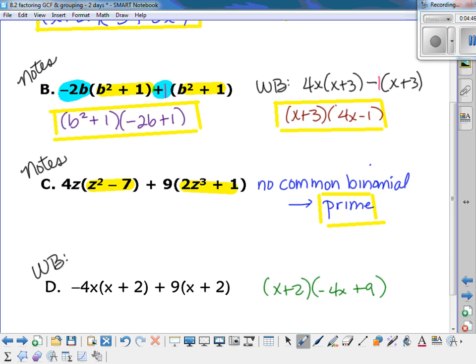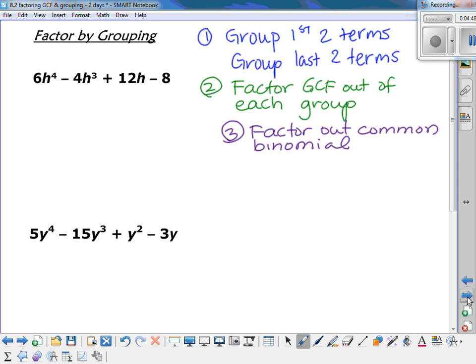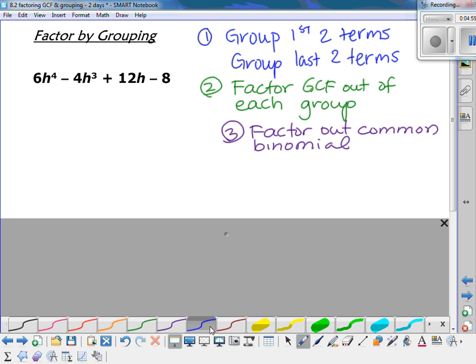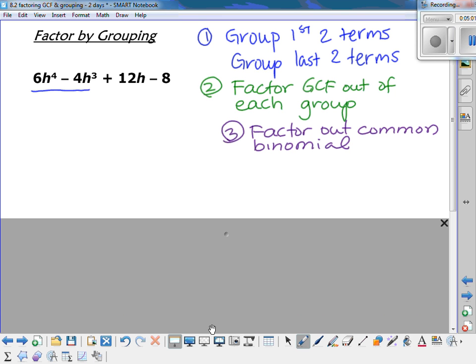Now what we are going to do is factor by grouping. The steps that you need to follow for that: first we're going to group the first two terms and the last two terms. So I'm going to look at these first two terms together, and then I'll look at the last two terms. I'll give you guys a chance to write that down, and then I'll go on. Okay, so we're going to group the first two terms. That means I'm not even going to look at that second half right now. I'm just going to look at the first half.